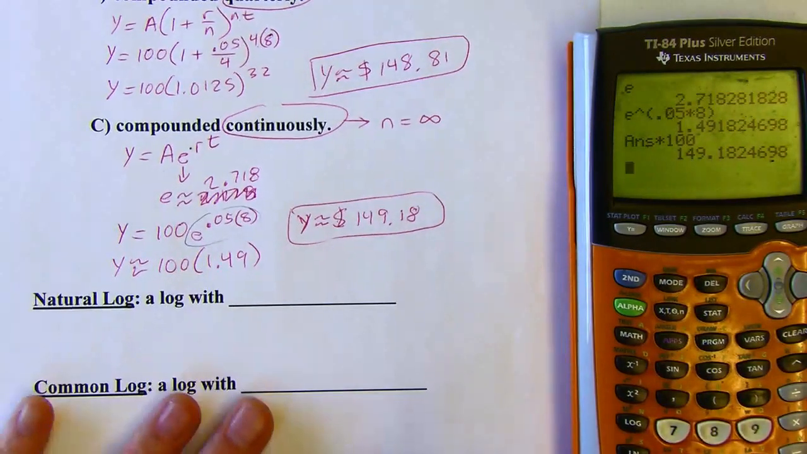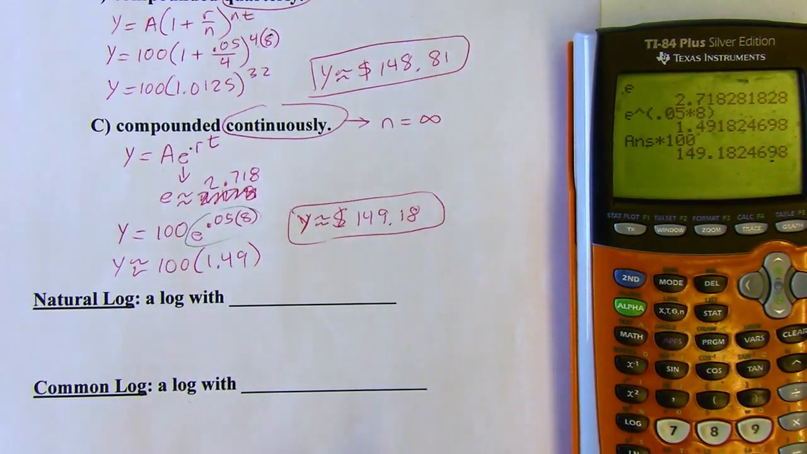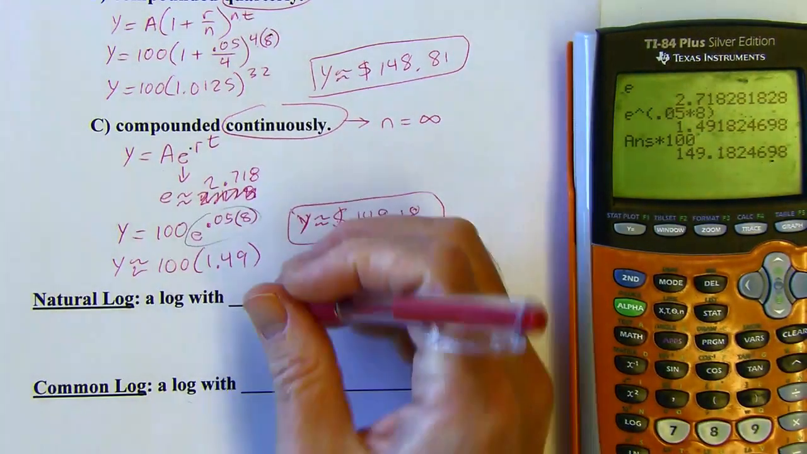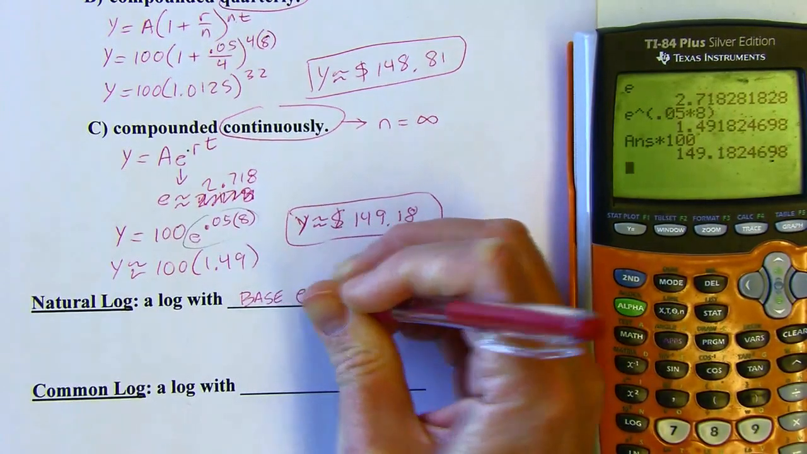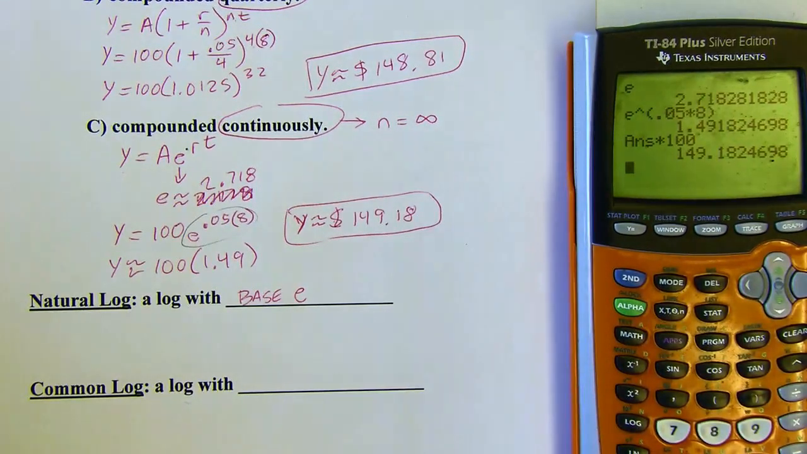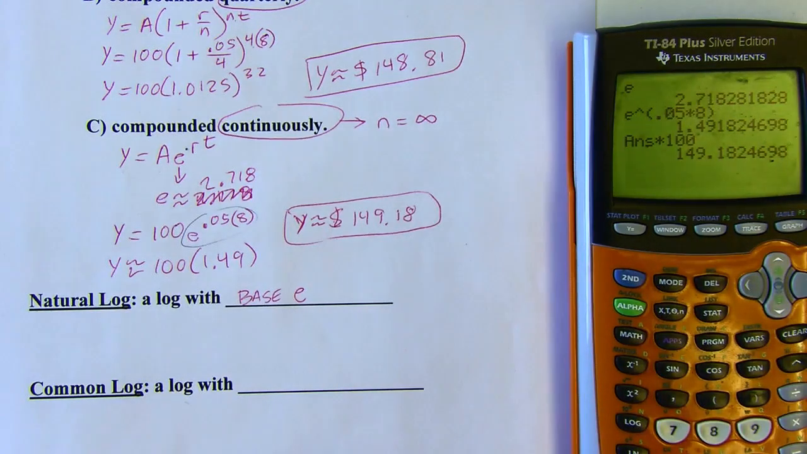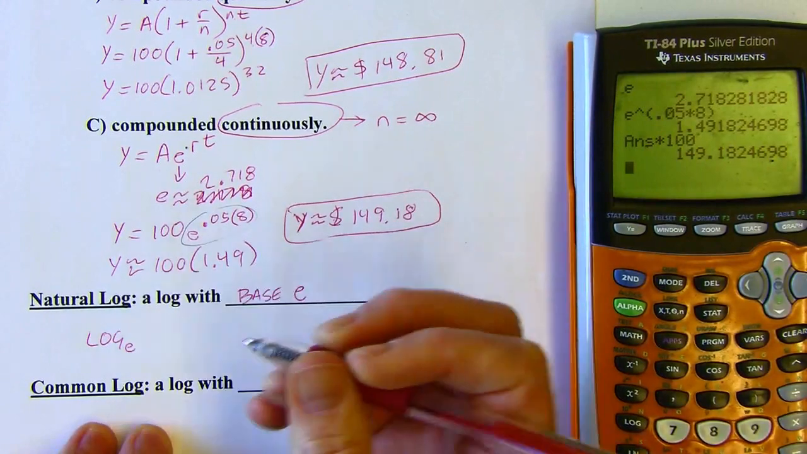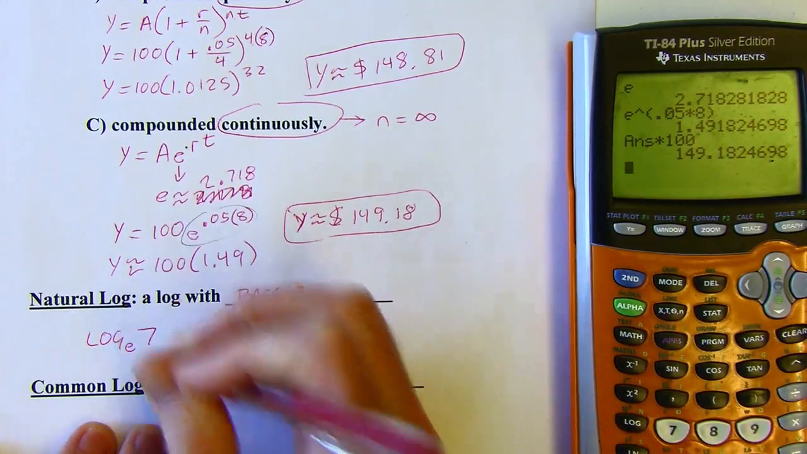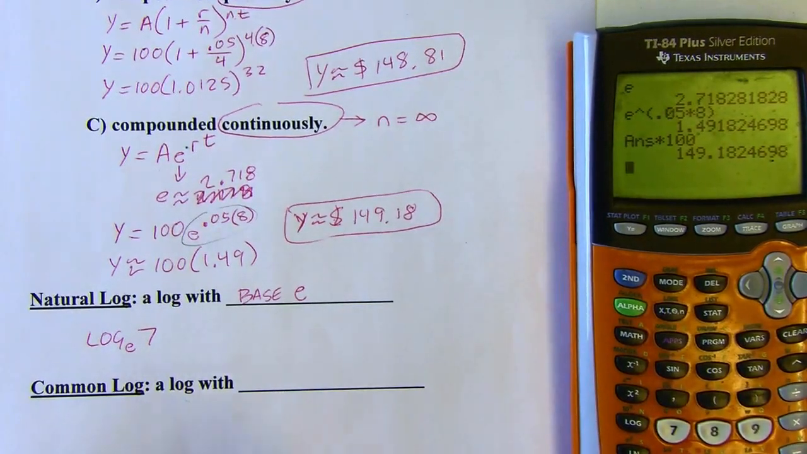Okay. All right. So now we've got something called a natural log, and a natural log is just a log with a base of e. That's what a natural log is. And you could write it like this. Let's say we had log base e of 7, but it's not actually written like that.